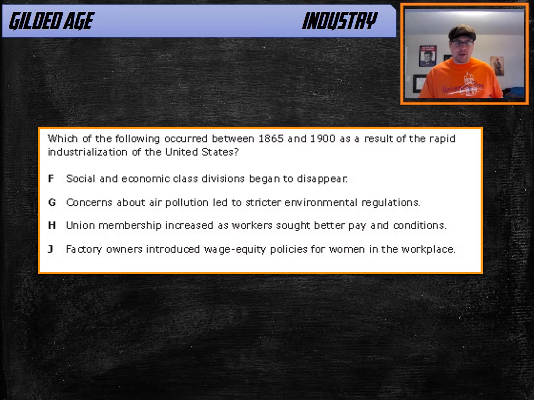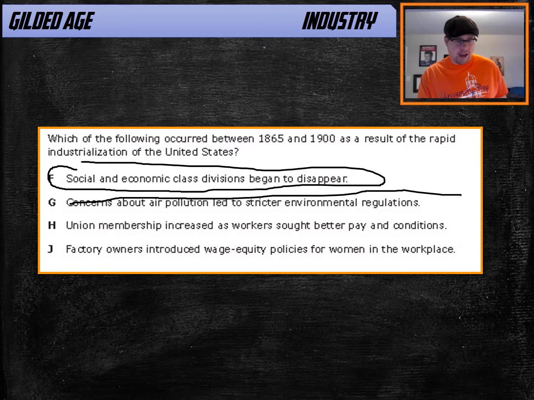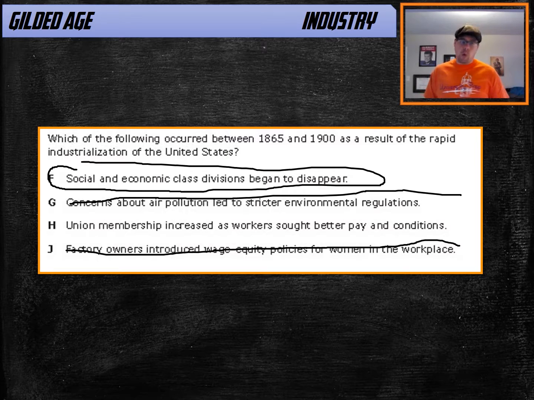Now, if you look at some of these other things, F is not an overall negative. F, social and economic class divisions begin to disappear. Well, that's actually the opposite of what happens. We get class divisions spreading. The rich get richer, the poor get poorer. Concerns about air pollution led to stricter environmental regulations. Well, that's not something that's going to happen until the 1970s. So that is kind of anachronistic, so you can cross that out. Factory owners introduced wage equity policies for women in the workplace. Paying women a fair wage, again, this is really not something you're going to see until the 60s and 70s, so you can go ahead and cross that off, leaving just one.